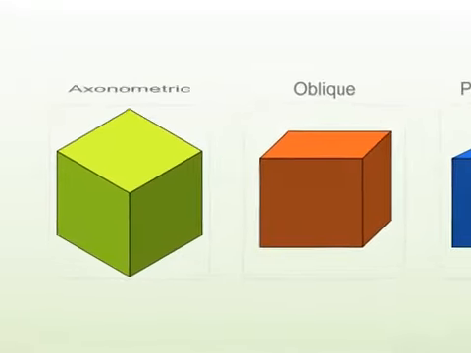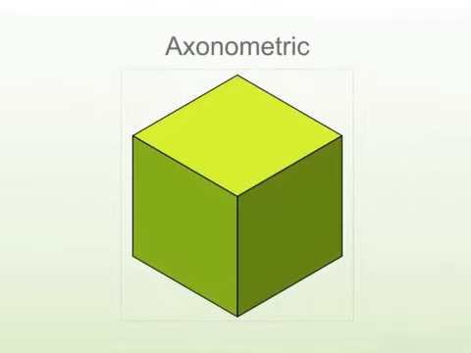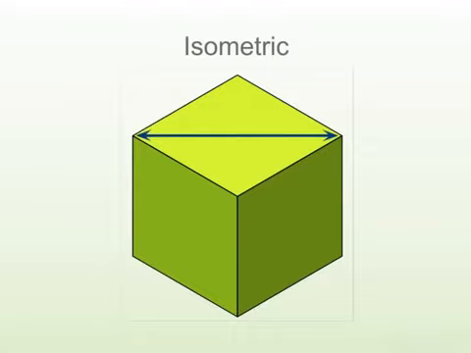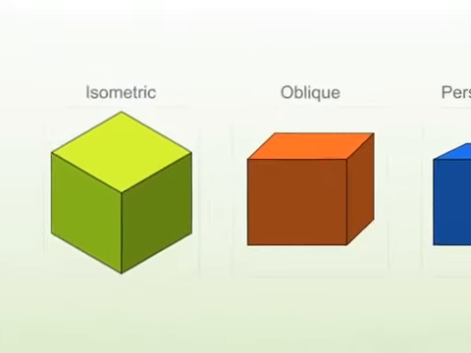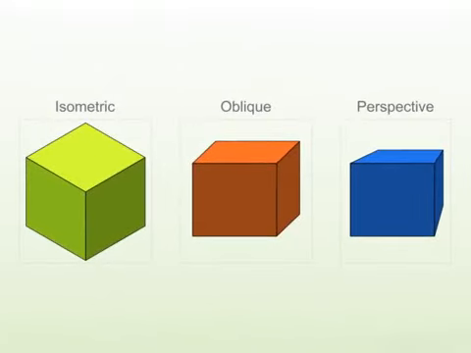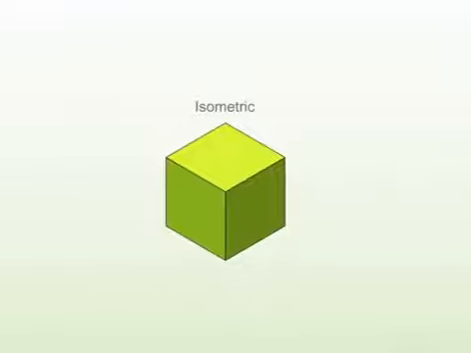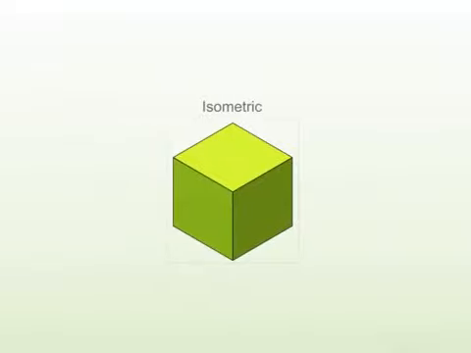Isometric projection is also known as axonometric projection. In this, the three dimensions of the solids are equally visible and proportional to the actual dimensions. In this presentation, we'll discuss only the isometric projections and their views.